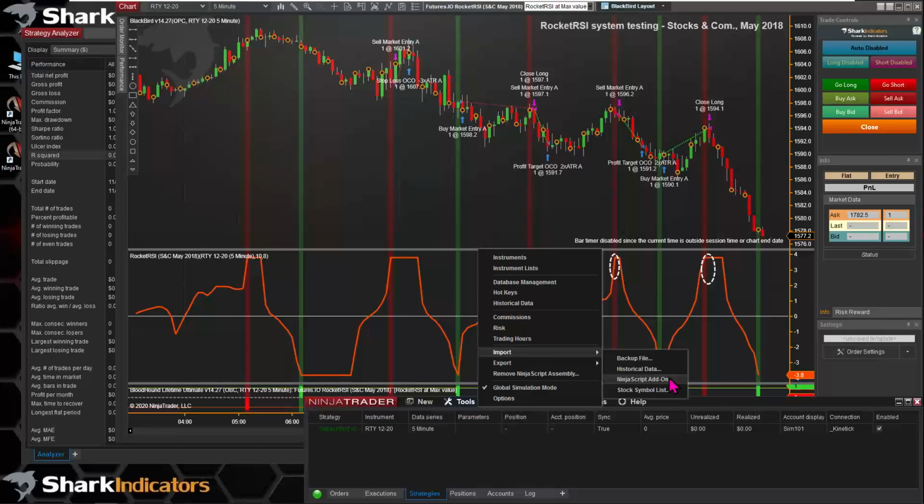Mert, if you're having trouble, just open up a quick support ticket for us. We'll help you out with getting the Rocket RSI in there for you. Just support at sharkindicators.com.